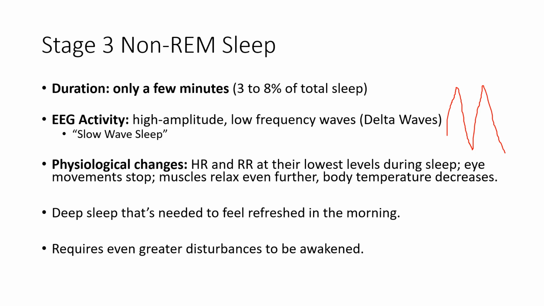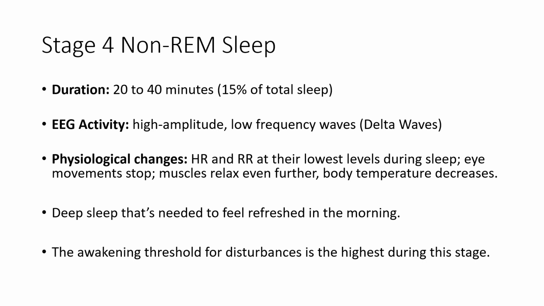It's important to note that stage 3, again with only a few minutes, is typically a little bit longer in the first half of the night, so the first maybe 1 or 2 cycles. And then after stage 3, we go to stage 4, where we're still in that deep sleep, that slow wave sleep. We're seeing those delta waves, those high amplitude, low frequency waves. The duration of this stage is a little bit longer, 20 to 40 minutes, and 15% of total sleep.